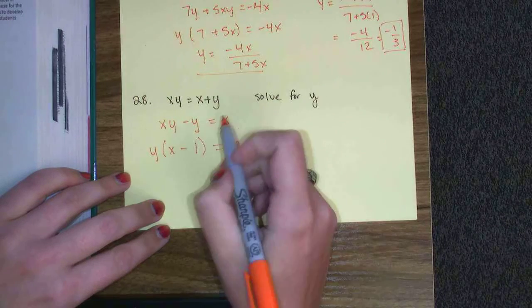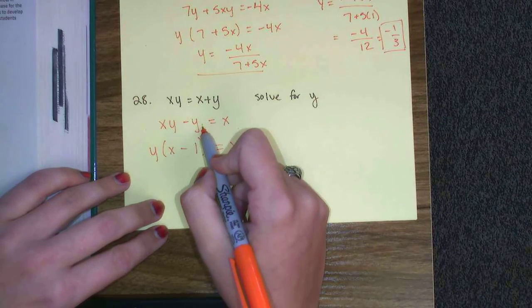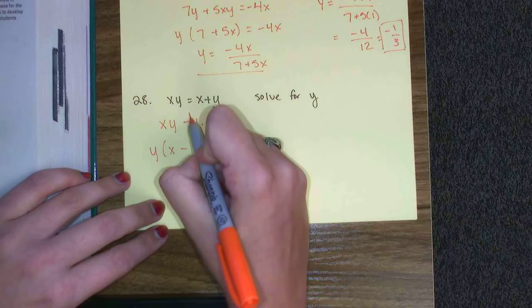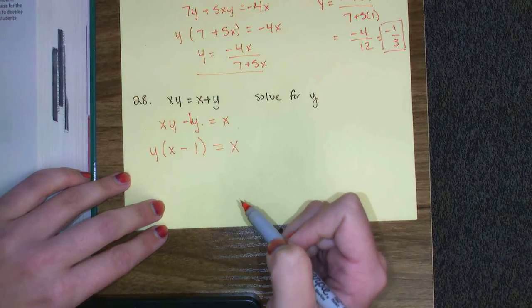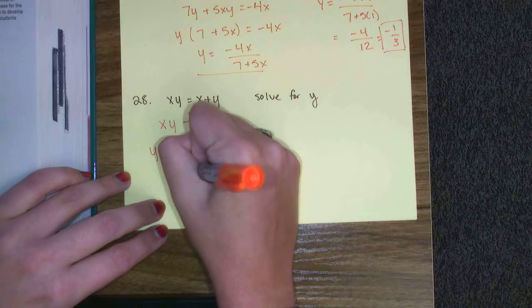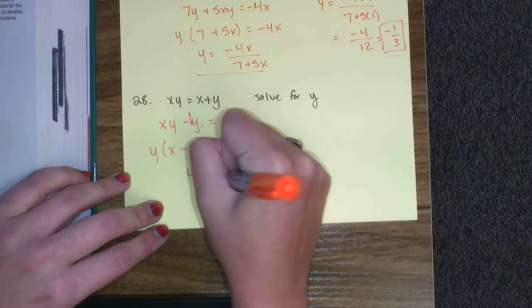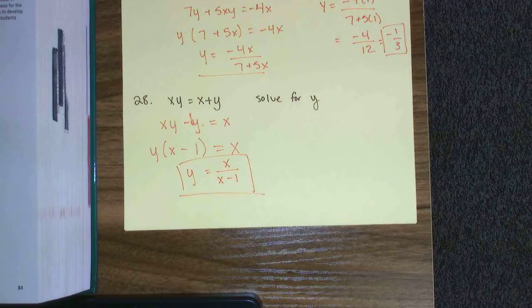Because if I pull out a y, I still have to have something here. So it's just a 1. Because remember, there's an imaginary 1 in front of the y. Okay? Now what? Divide by x minus 1. So y is equal to x over x minus 1. And then you are done. That's all you have to do for that one.